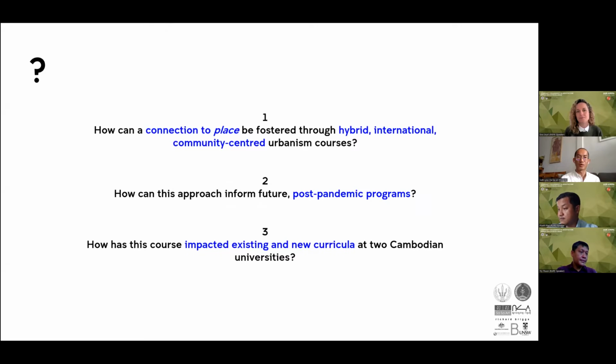So we want to focus on three key questions for today. How can a connection to place be fostered through this hybrid international community-centered urbanism course? How can this approach inform future post-pandemic programs? And how has this course impacted the existing and new curricula at two Cambodian universities?